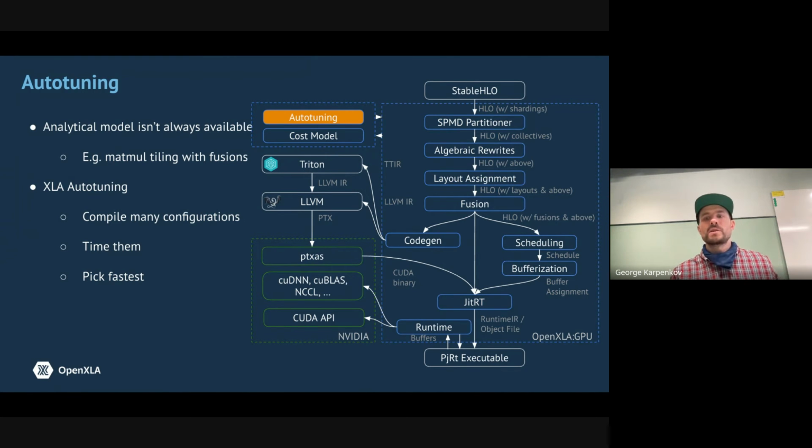Another interesting box in the compiler is auto-tuning. So we love to have analytical models which can solve things deterministically, but unfortunately, it does not look always feasible, especially when we have a matmul tiling problem with fusions which we generate, which we will come to later. So in this case, XLA chooses to auto-tune, which basically means we compile many different configurations, we time them, and we pick the fastest. So that has a lot of disadvantages, that it becomes non-deterministic run-to-run, and it's quite expensive. But some choices just simply don't seem very tractable analytically, or we haven't developed a sufficiently complicated decision model yet.